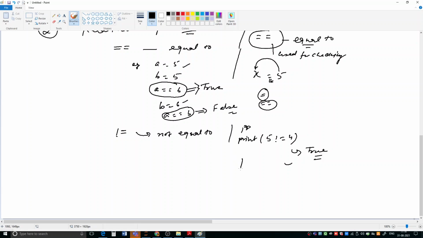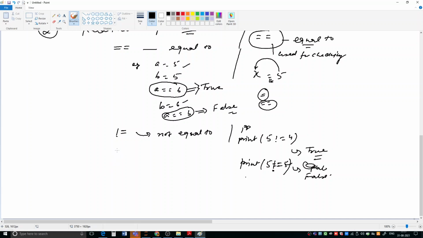But if you are writing print 5 not equal to 5, what will you get this time? False. So always you will be getting either true or false.